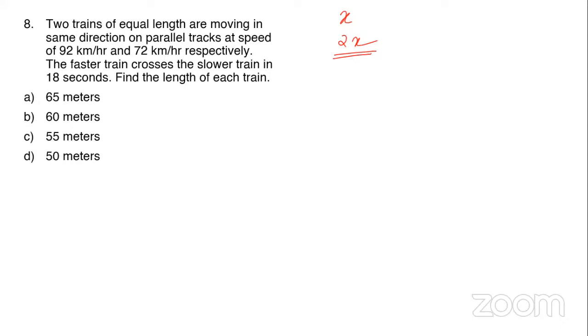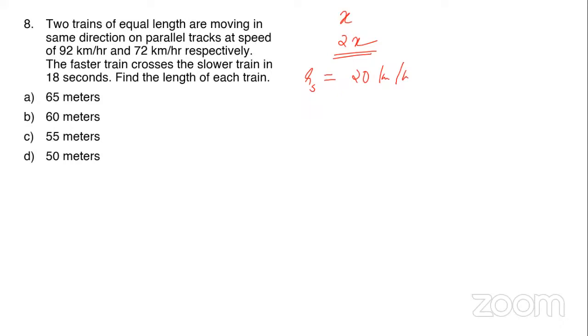Now we have to find the relative speed. They are moving in the same direction, so the relative speed will be A minus B. So 92 minus 72 gives 20. So 20 kilometers per hour. This is the relative speed of the faster train, the train which is moving faster.